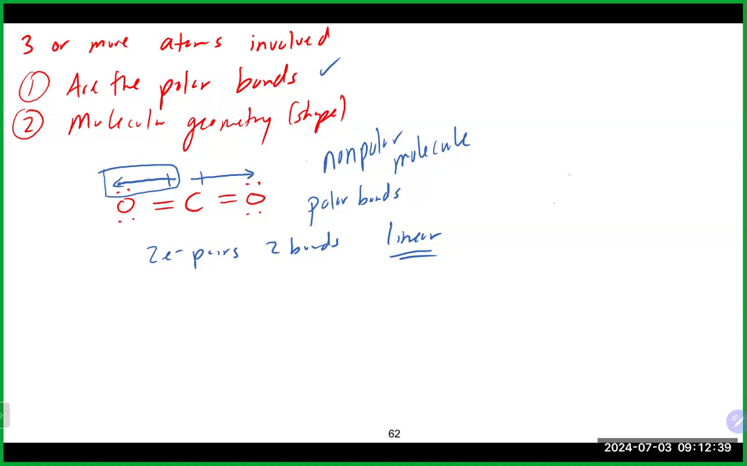So if we look at something like our friend water, and in this case, let me draw it like this, actually. Water also has polar bonds heading towards the oxygen, in this case being more electronegative. The water does have polar bonds.